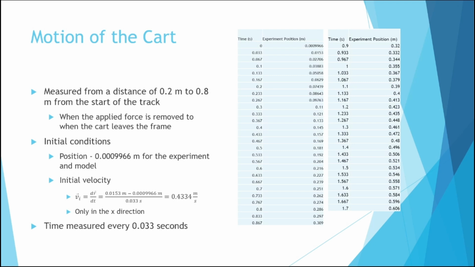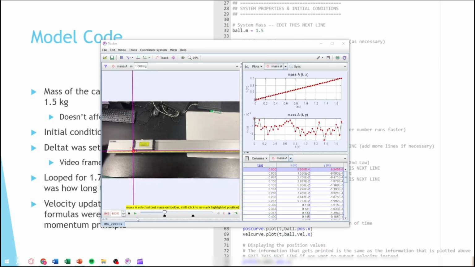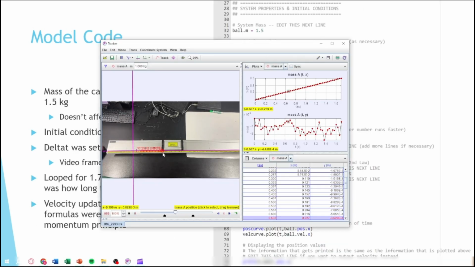The initial conditions were that the position was 0.0009966 meters for the experiment and the model, and the initial velocity was found by finding the change in position divided by change in time after the first time step, which is shown in this equation here. And it was only for the x direction since we are not modeling movement in the y direction. Time was measured every 0.033 seconds since the frame rate was 30 frames per second. This was the Tracker video being used, and the position was taken from the bottom left corner of the cart.